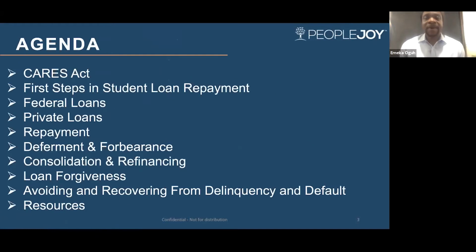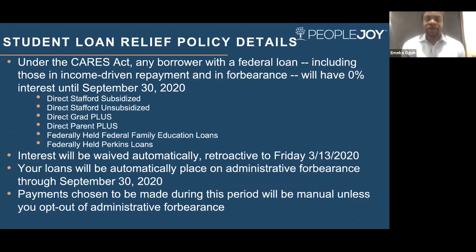So we have a jam-packed agenda. We're going to talk about the CARES Act and some of the recent changes to student loans that have occurred with that. And then we're going to go through the entire student loan life cycle, from the first steps in student loan repayment all the way to deferment and forbearance, consolidation and refinancing, loan forgiveness, which is obviously a very important topic these days, and then strategies and tips for avoiding and recovering from delinquency and default. So just going to jump right into it.